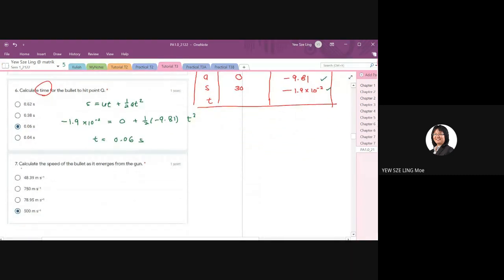Now question 7 wants you to calculate the speed when it emerged from the ground. So you want u, and we know at the same time u is equal to ux. Now we have the time from the previous question. So if you got the answer in question 6 wrong, then question 7 definitely is going to be wrong. It cannot be correct. So now you have time equals 0.06 second, and as given, Sx is 30, so Sx equals uxt. Sx is 30 equals 0.06 Ux. So Ux is then equal to 500 meter per second. So very simple.